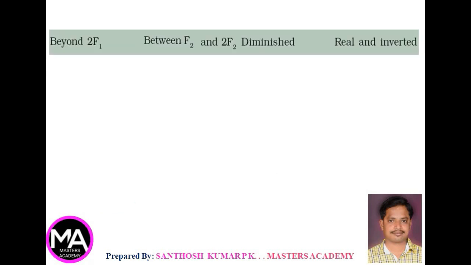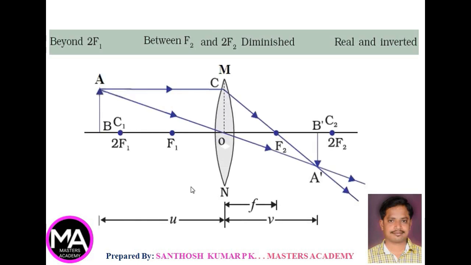Whenever an object is kept beyond 2F1, let us consider this is the lens and this is the object AB, which is beyond 2F1, that is, beyond C1. So let us consider two rays. The first ray is parallel to the principal axis. After refraction, it will pass through F2. Another ray passing through the optic center moves without any deviation. Therefore, the two rays will meet at a point. Here an image is formed between F2 and 2F2.